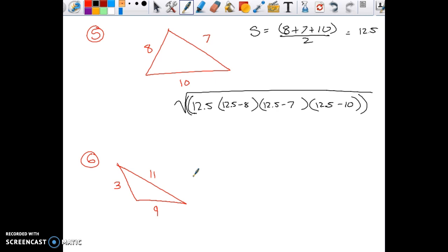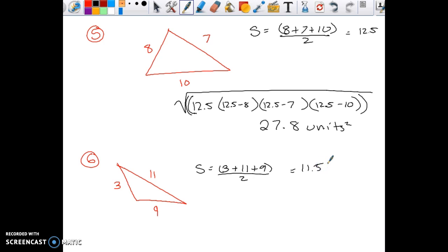And type all that in and you should get 27.8 units squared. Next one, same exact thing. I know 3 sides. Find S. You're going to add up all 3 sides and cut it in half. So this one would be 23. Half of that is 11.5.